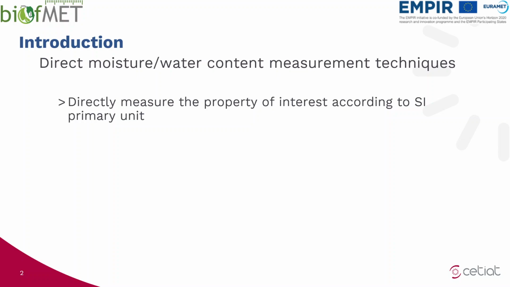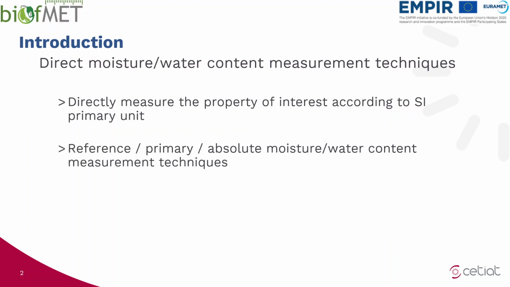Direct measurement techniques are considered the most accurate and precise way of determining the value of a physical quantity and are often used to directly realize or define the primary unit of measurement for that quantity. It implies the use of reference or primary or absolute measurement techniques.